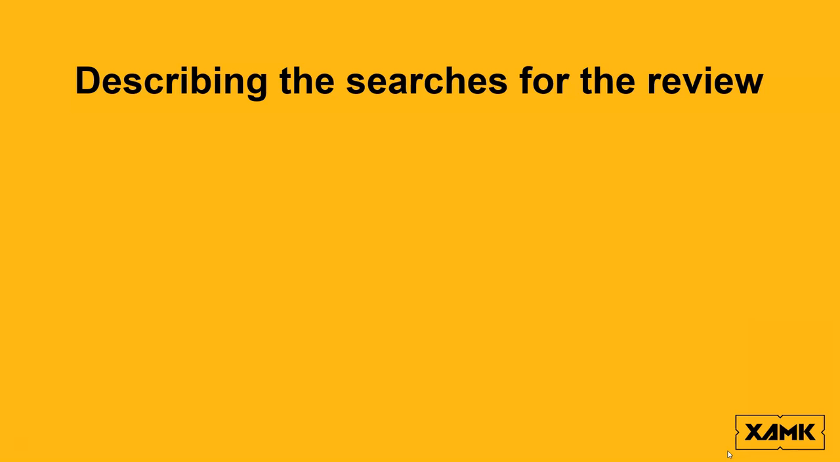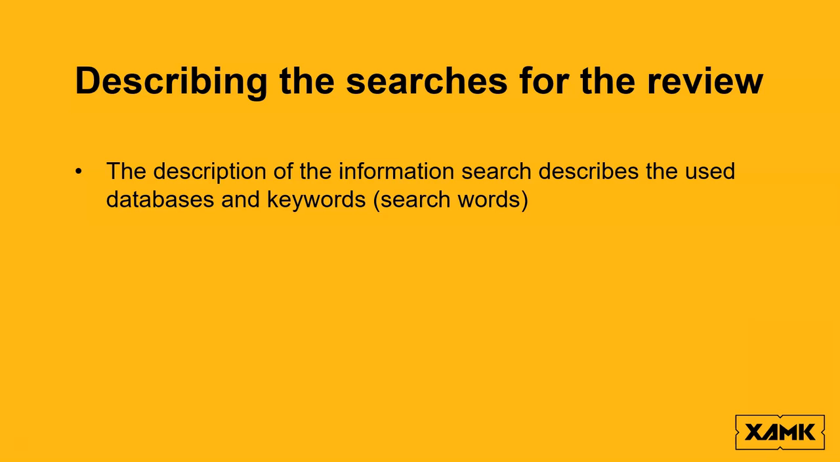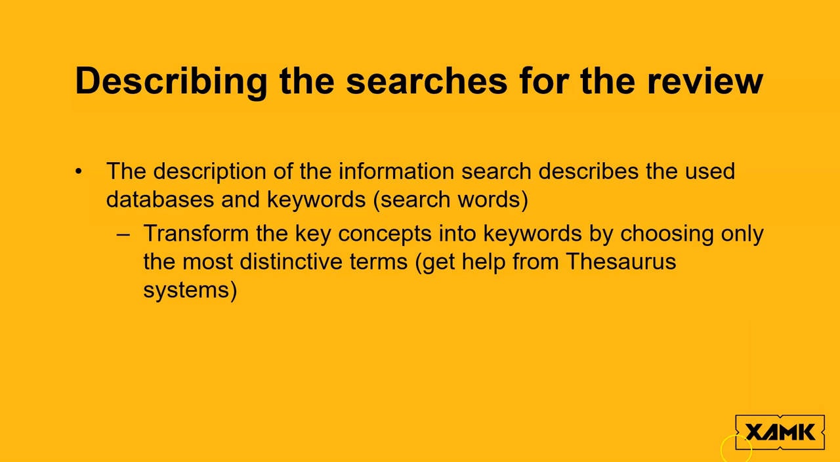Let's now look at how to describe the search for your literature review. The description of the information search describes the used databases and the keywords you are using in the searches. First, you have to transform your key concepts into keywords by choosing only the most distinctive terms. So you need to find the most relevant keywords about your topic. You can get help for choosing words from different thesaurus systems.